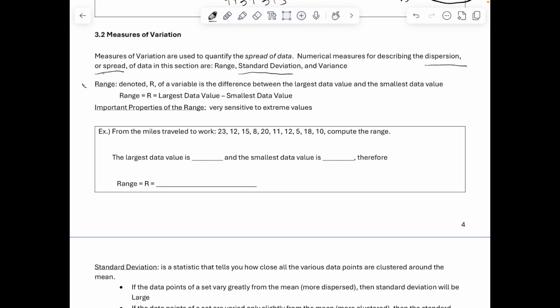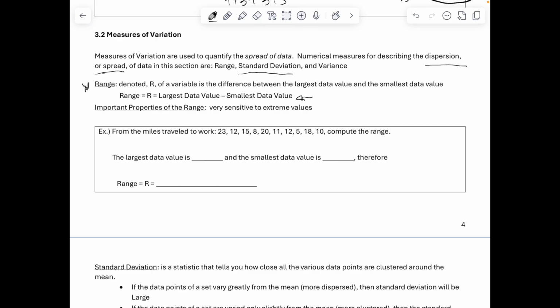So the first one that we're going to discuss is range. It's denoted R. The range of a variable is the difference between the largest data value and the smallest data value. And remember, difference means subtraction. There is a little formula given, so largest data value minus smallest data value. An important property about the range is it's very sensitive to extreme values.